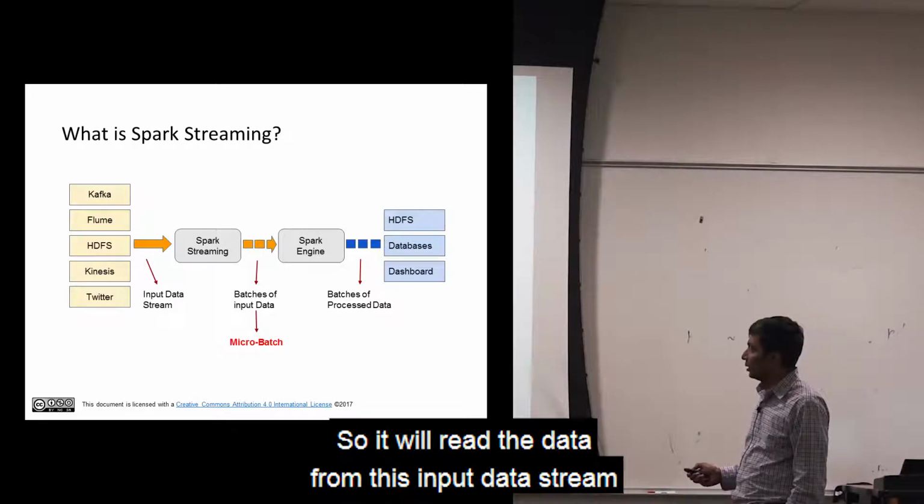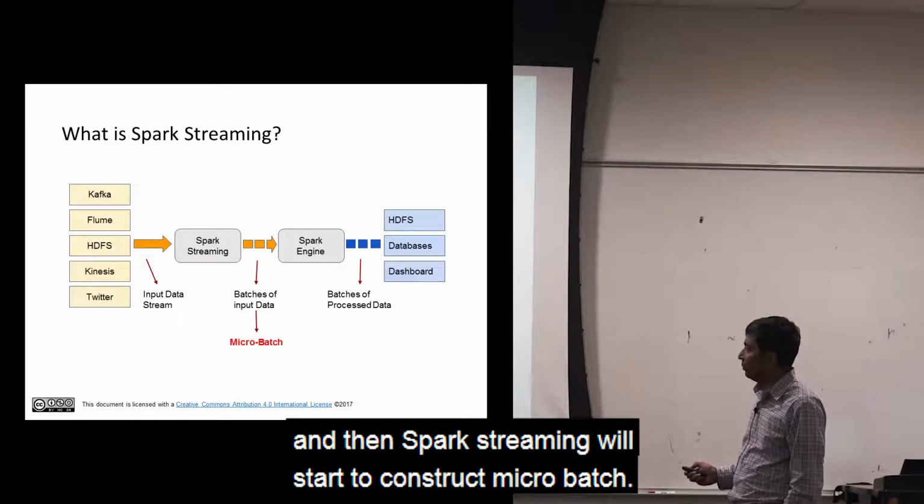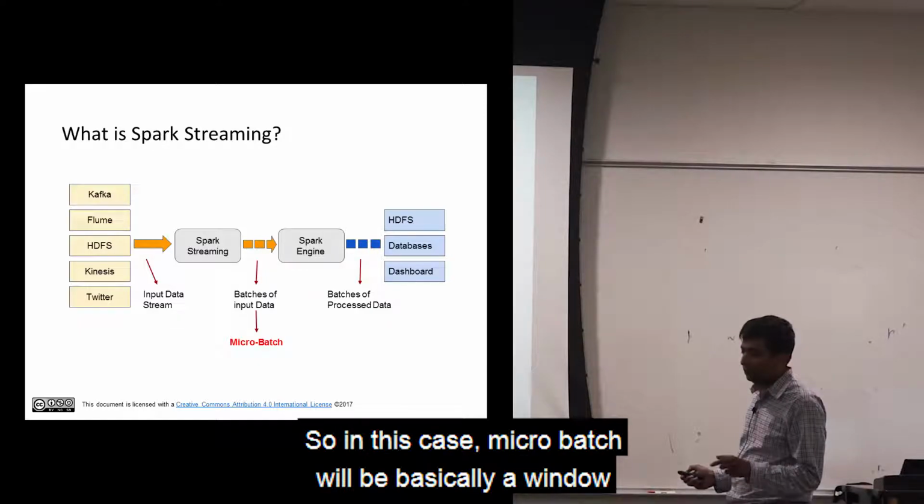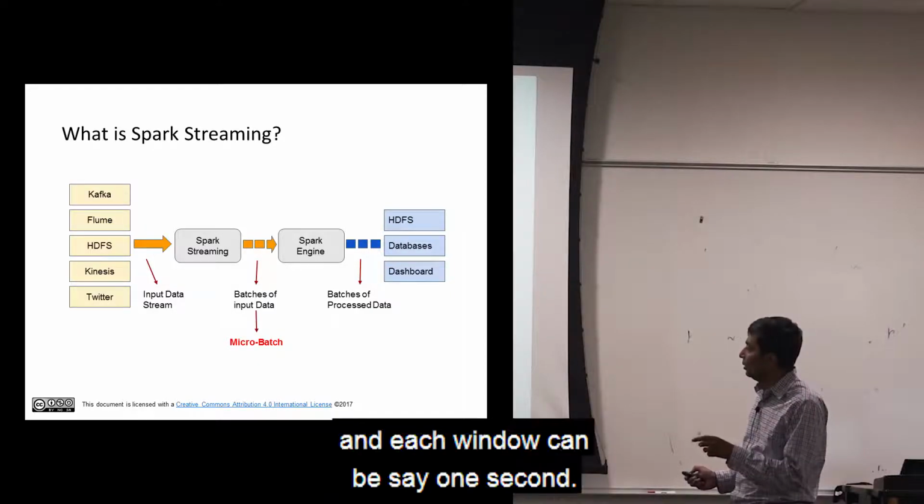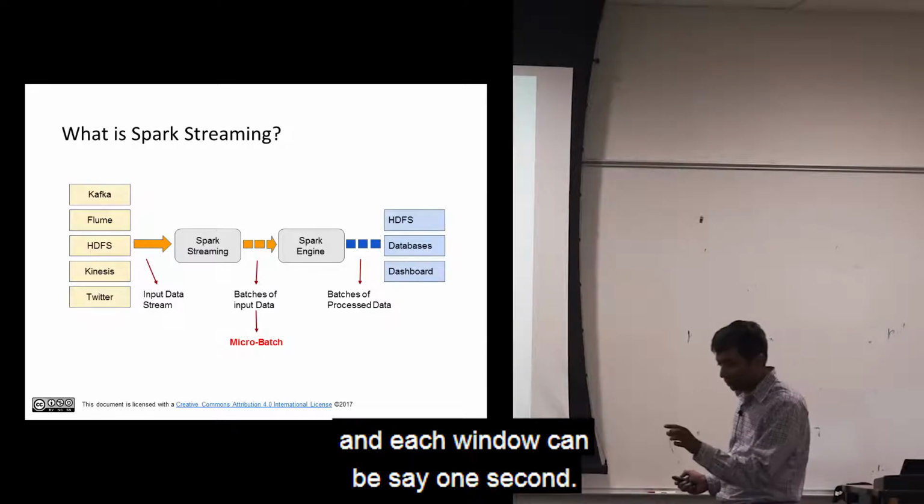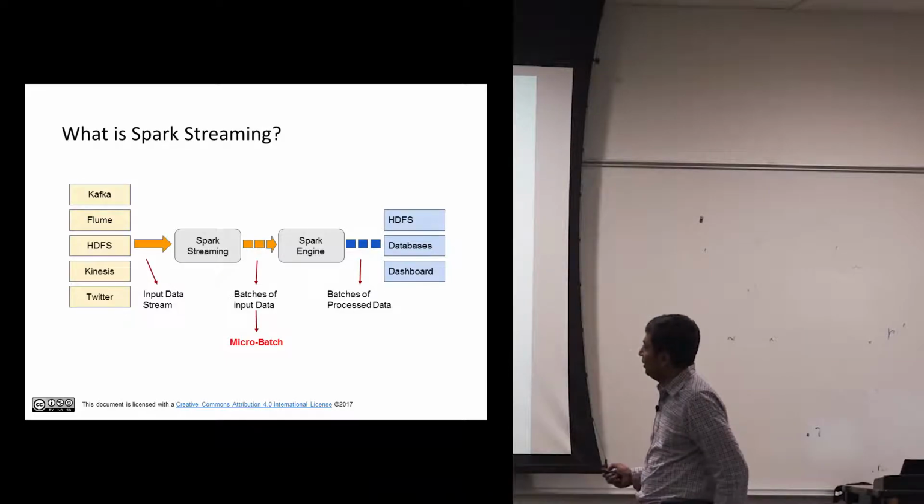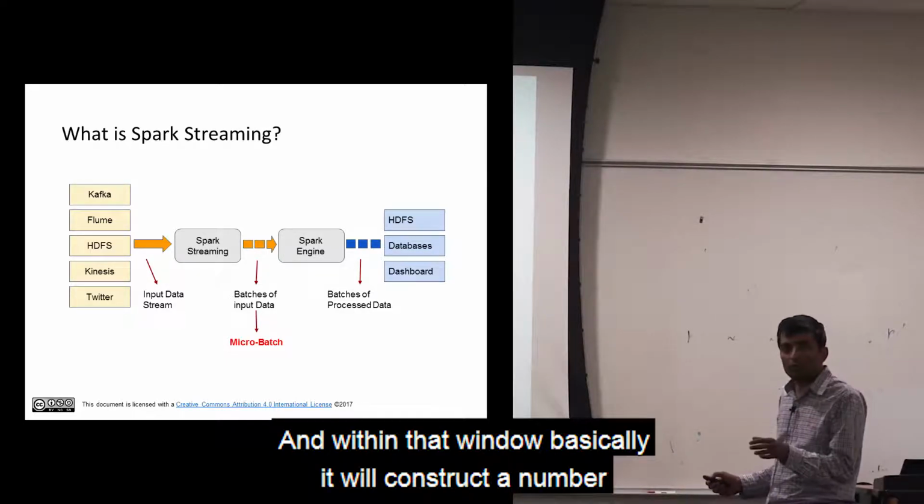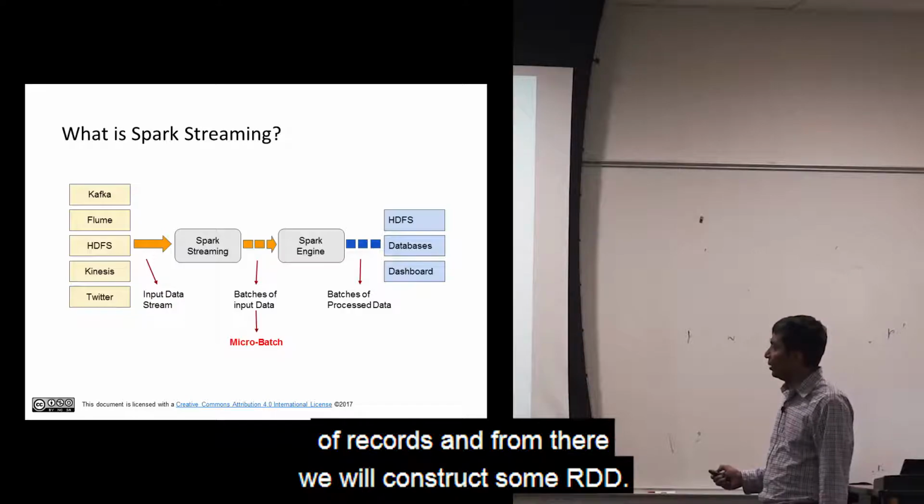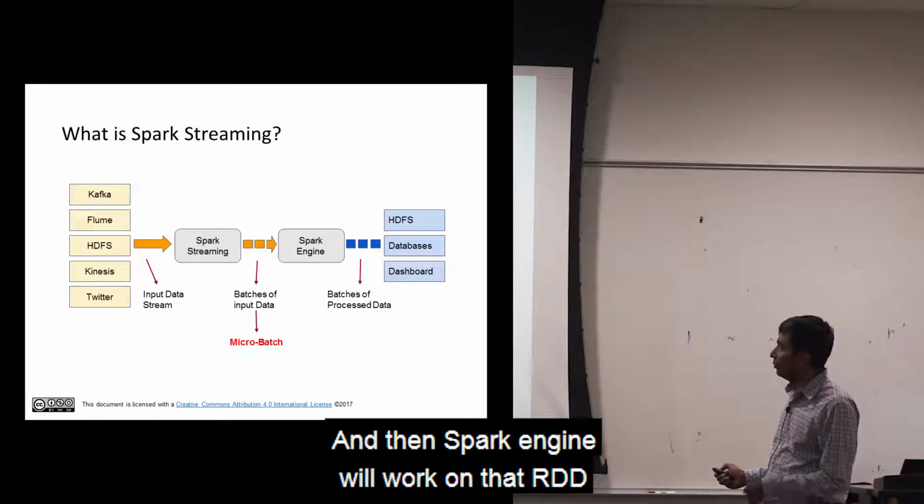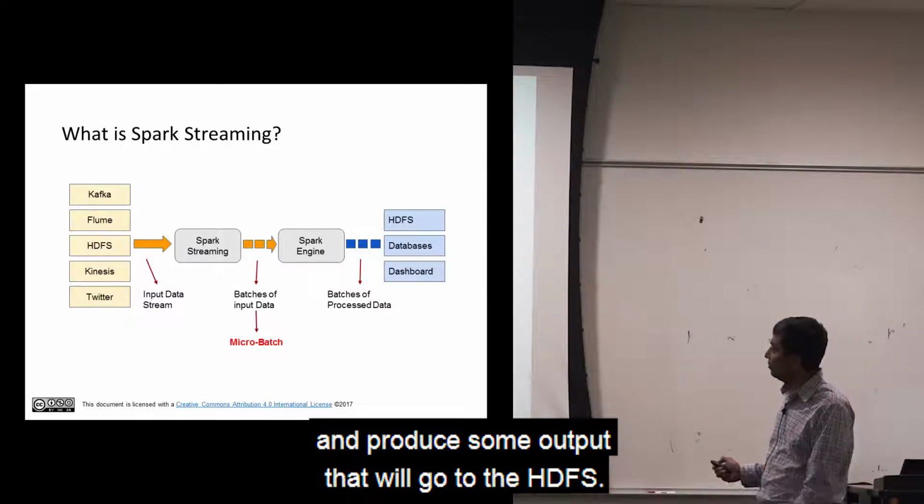So it will read the data from this input data stream, and then Spark Streaming will start to construct micro batches. In this case, a micro batch is basically a window, and each window can be, say, 1 second, or it is configurable. Within that window, it will consist of a number of records, and from there we will construct some RDD. Then the Spark engine will work on that RDD and produce some output that will go to HDFS.